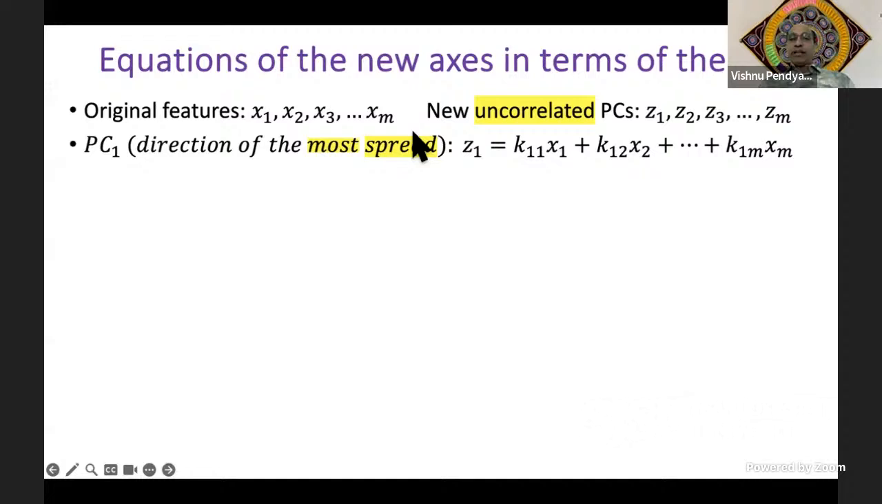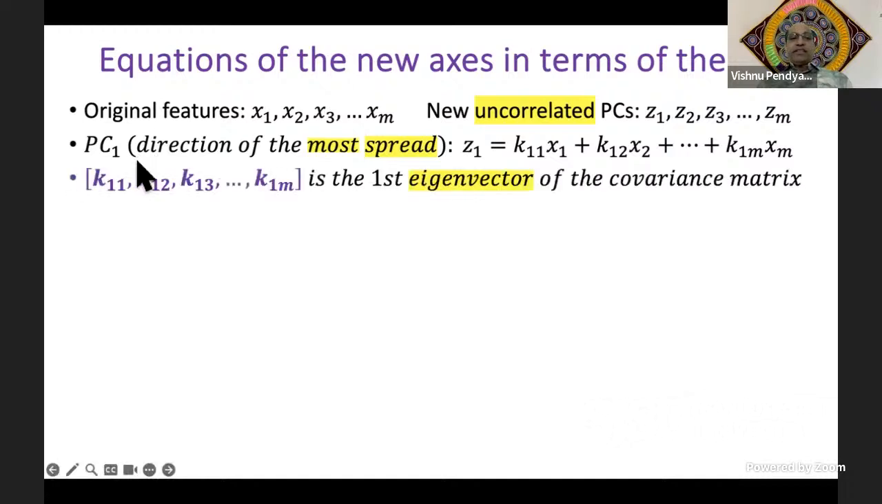So that is exactly what we are doing here. K11, K12 are basically the portions of carbohydrates, portions of protein, etc. Right? So K11, K12 are basically the weights that we assign to the original features to get the new synthetic features, right? Now, how are we going to find K11, K12, K1M, and so on, right? Any guesses?